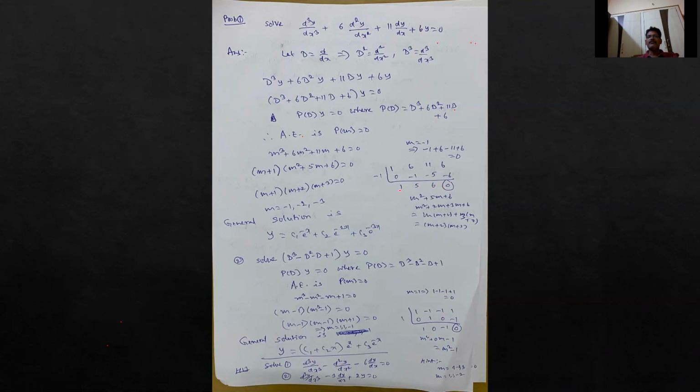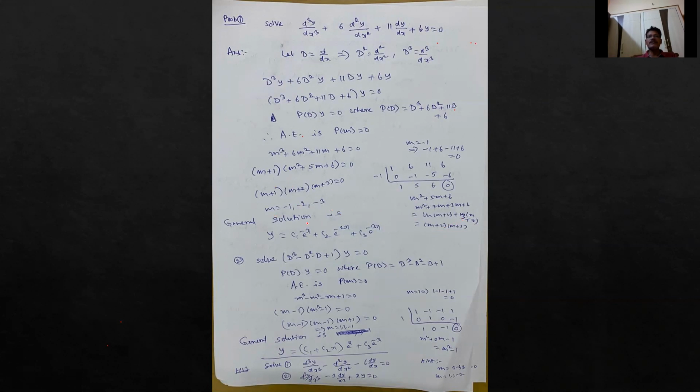So we get 1, 5, 6. Here the original degree is 3, so we start with m square. This is m square plus 5m plus 6. This can be written as m plus 2 into m plus 3, because we can write 5m as 2m plus 3m, with 2 into 3 equal to 6. So m square plus 2m plus 3m plus 6 is m into m plus 2 plus 3 into m plus 2. Therefore, m plus 2 into m plus 3. Therefore, the roots are minus 1, minus 2, minus 3.